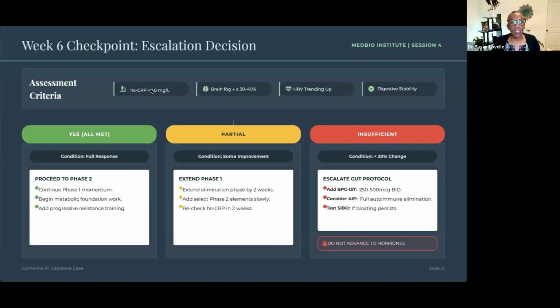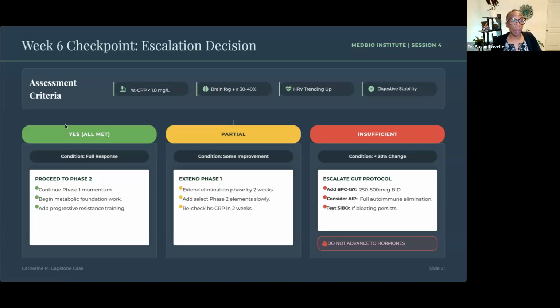So we're going to be looking at the C-reactive protein. Is it now less than 1? Has the brain fog decreased? Stress, LPS, leaky brain, all of those, we want to make sure that brain fog is coming down. Heart rate, HRV, is it trending up? It used to be lower. Is it now trending up? And does she have more digestive stability? If she had bloating or indigestion or constipation or diarrhea, whichever she had, is it starting to come back and stabilize more towards the center?